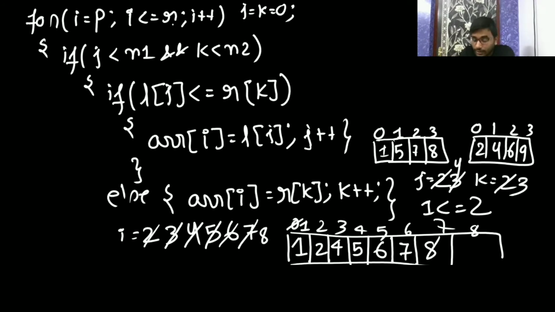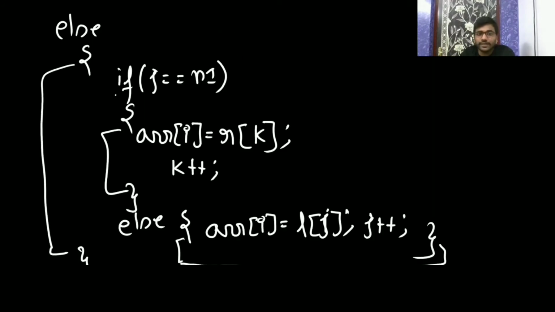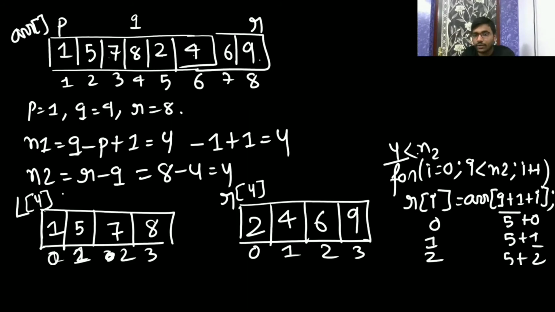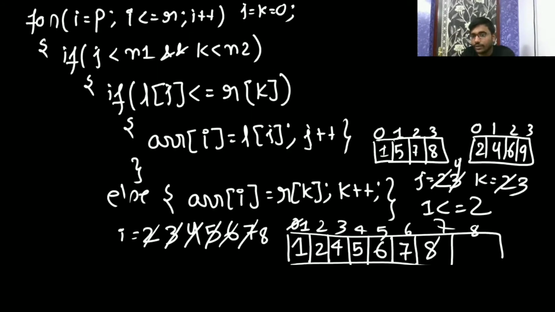8 is smaller than or equal to 8? Yes. Now, is j smaller than n1? No, j is not smaller than n1. So now this condition will not be satisfied, and it will go to the else part. Your else part is here. Now if j is equal to n1, that is 4, it means this half is finished.